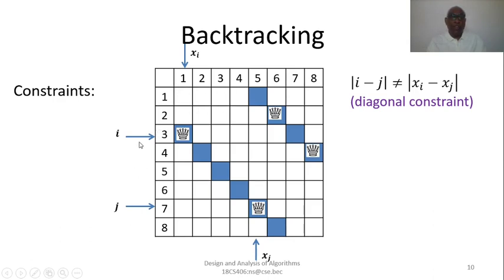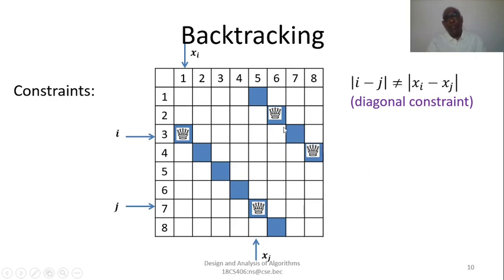So if the row difference is equal to the column difference, then we can identify easily that both the queens are in the same diagonal. In fact, this is another example where x2 equal to 6 and x4 equal to 8. So the row difference, 4 minus 2, absolute difference is 2, and x2 is 6 and x4 is 8. So the difference between x2 and x4 is 6 minus 8. The absolute difference is 2. And once again, both these queens are in the same diagonal.